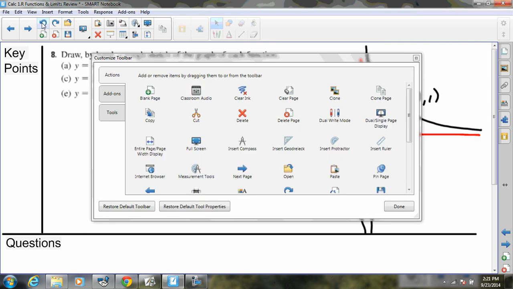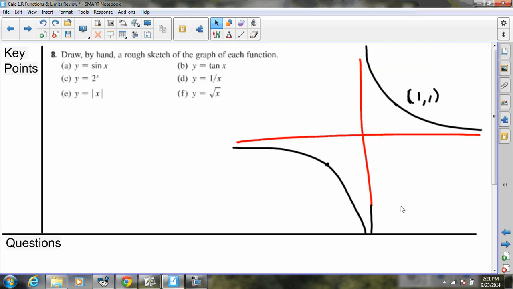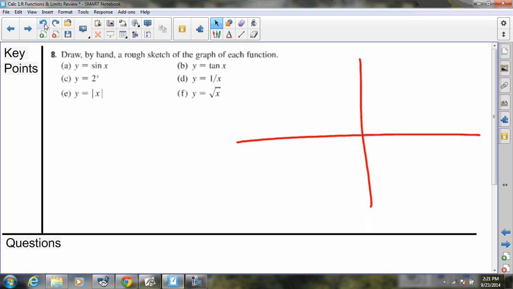Oh, sorry. Part E is asking for the absolute value. Absolute value has this sharp corner V shape, where on the left-hand side, this would be y equals negative x. On the right-hand side, we had y equals positive x.